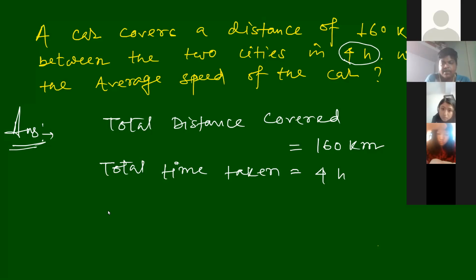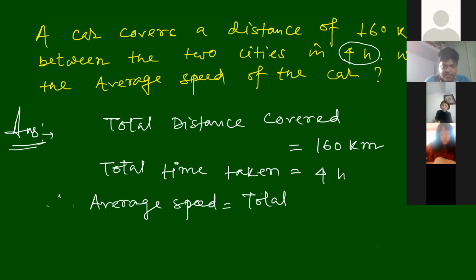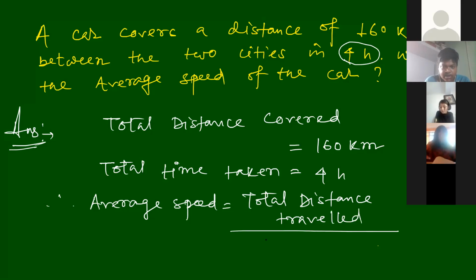So what mathematical formula do we know to calculate the average speed? Average speed is equal to total distance traveled divided by total time taken. Sir, we have to write it like this. Yeah, you have to write everything here: a car covers a distance of, everything you have to write.